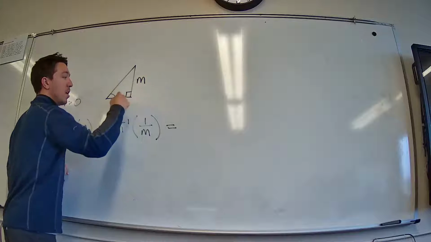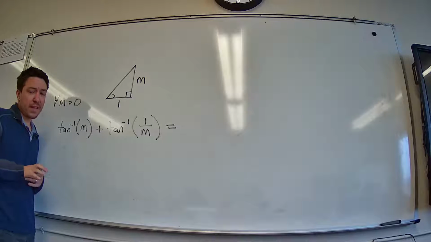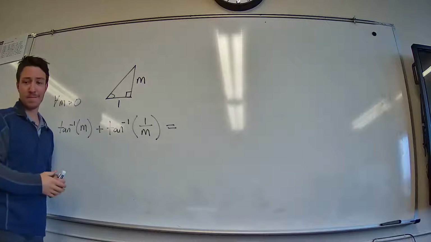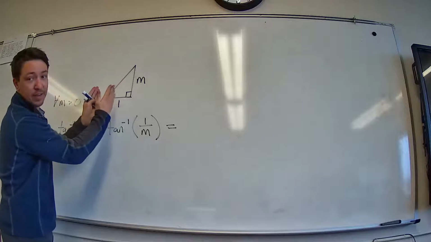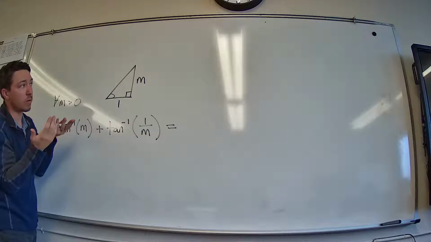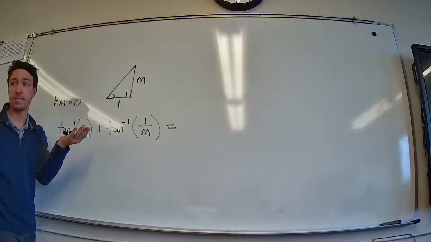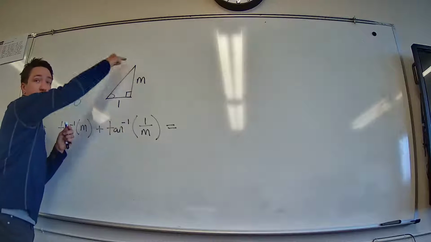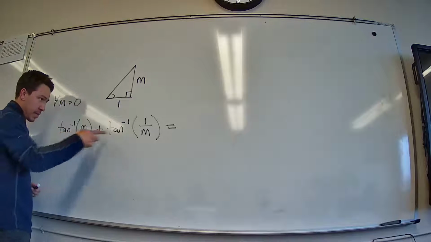M and a 1. So if M was like 10, it would be really tall and not very wide, right? But M could also be a number like 2/3 or 1/5. M could be any number. Does that make sense? Any positive number.